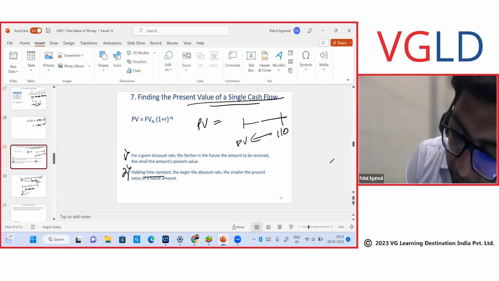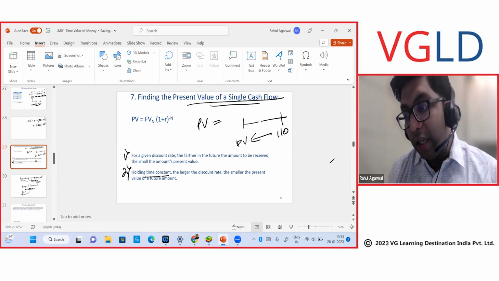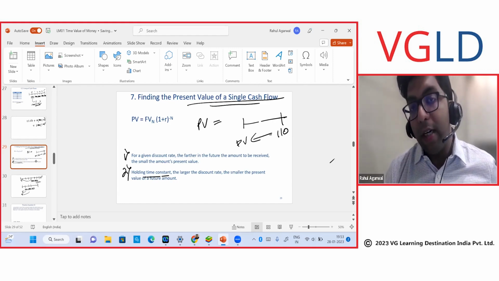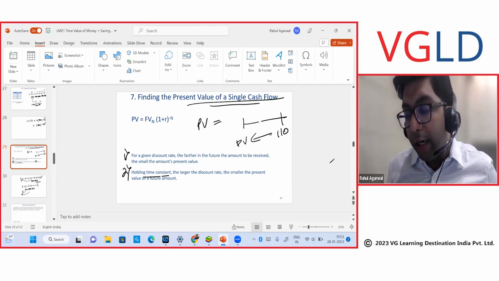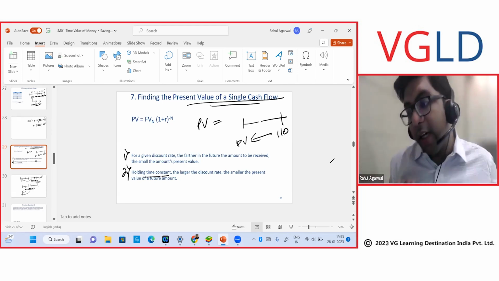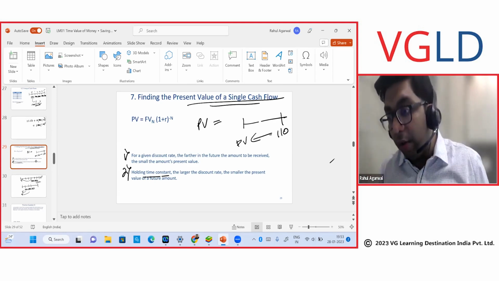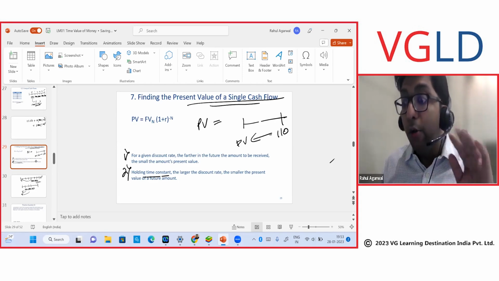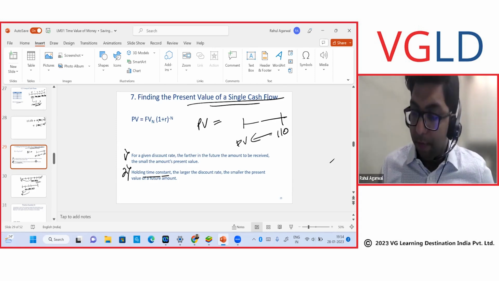So holding time constant, that is if I don't consider time, the larger the discount rate, the smaller the present value. Obviously, if I'm keeping the time constant, from end of year 1, both of us are getting 1,000. But my discount rate is 8%. Yours is 5%. That means my present value will be lower. Yours will be higher because I am getting a higher rate of interest, so I'm discounting it back by a higher rate. So I need to invest less today to earn more in the future because the interest rate is high. You need to invest more today to earn the same amount in the future because your interest rate is low.